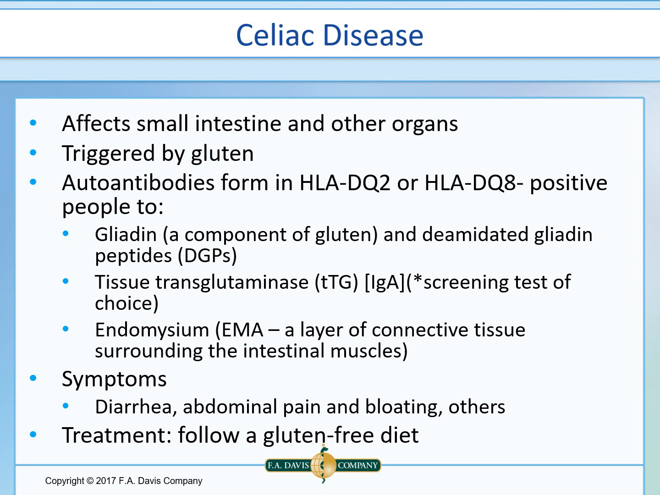In terms of laboratory testing, detection of IgA antibodies to the tissue transglutaminase, TTG, is the screening test of choice because it's highly sensitive and specific for celiac disease. Serologic testing for gliadin antibodies can also be done.